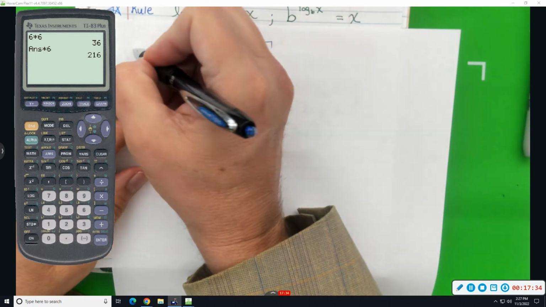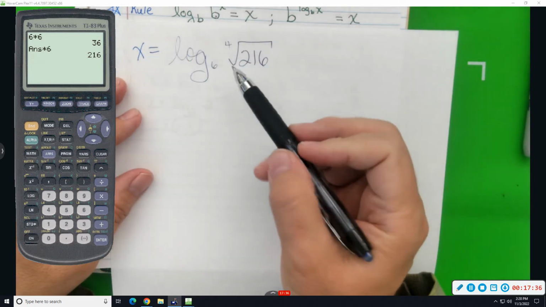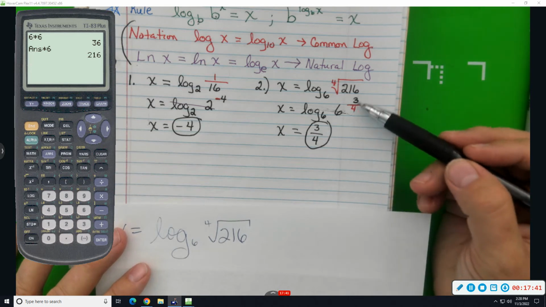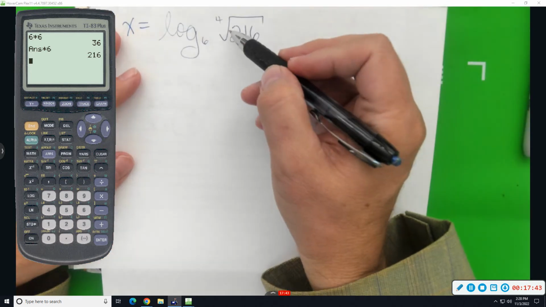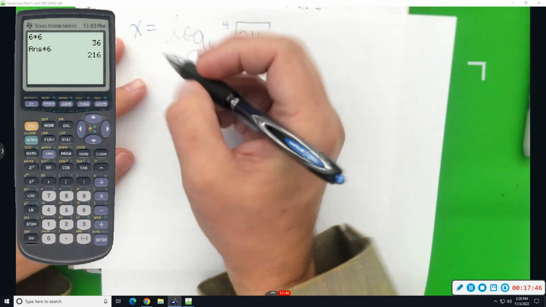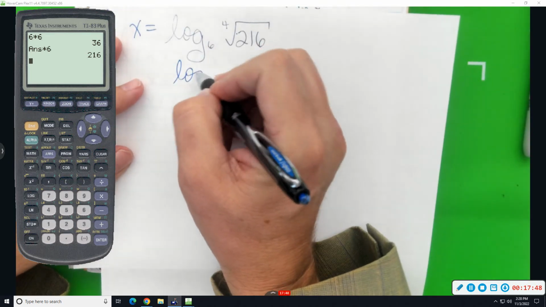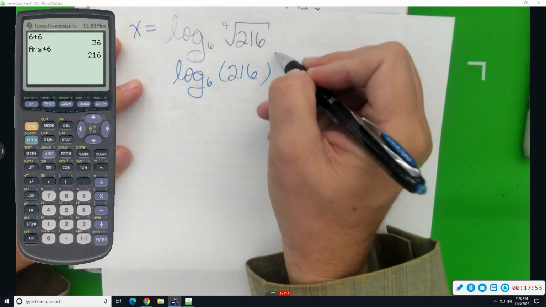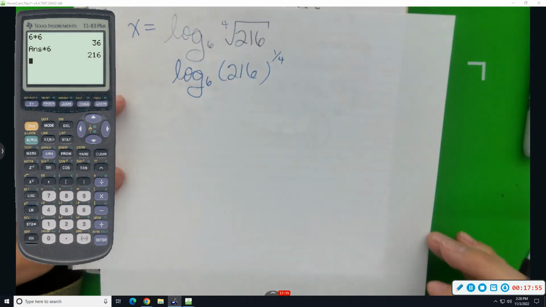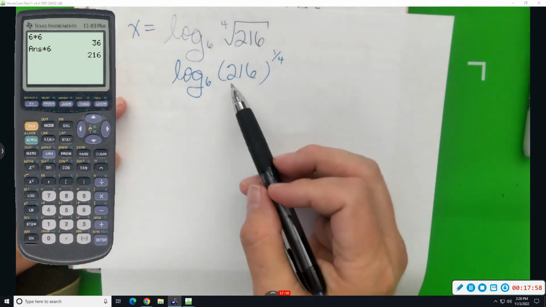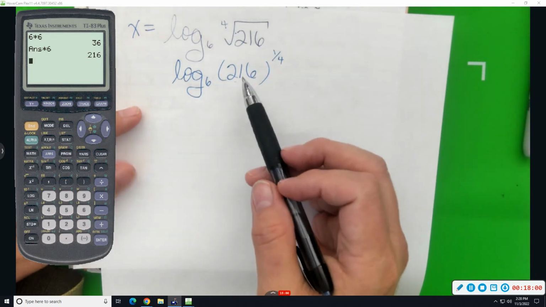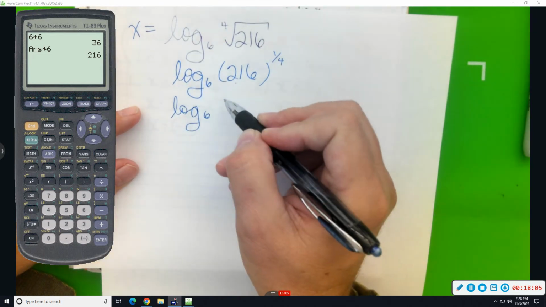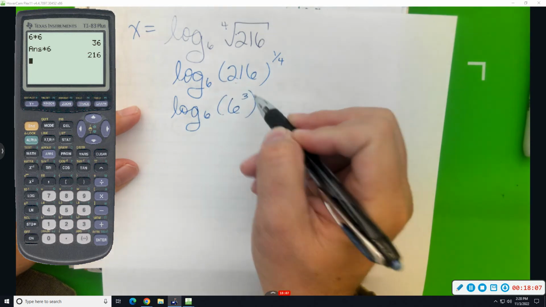I would have split it into two steps, rather than doing the way Tony went directly to 3/4. I would have said, okay, the first thing I'm going to do is rewrite that 4th root as an exponent of 1/4. And then I would have said, okay, 216, that's 6 times 6 times 6. So I'd have log base 6 of 6 cubed to the 1/4.